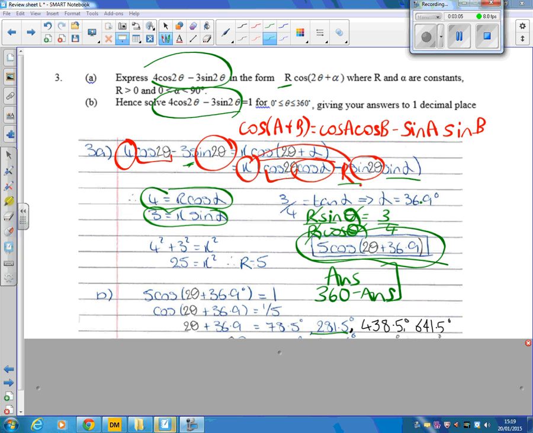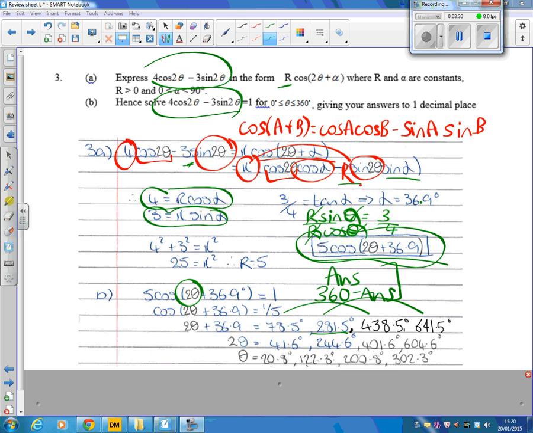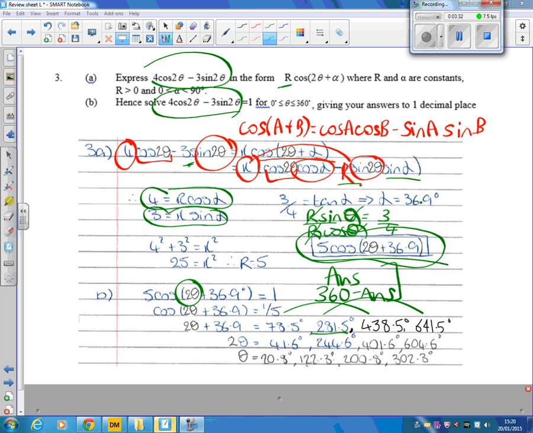The reason why I've gone up so far is that because I've got a 2 theta, in a minute I'm going to halve all my answers, which means if my answers were as big as 720 at the moment, when I halve them they'll be back in the range up to 360. So I've added 360 to both of these to get another pair. Okay, then subtracting 36.9 from them all, divide all of them by 2, and that's my 4 final answers.